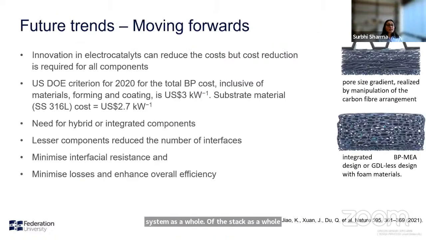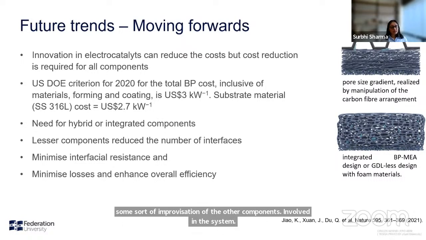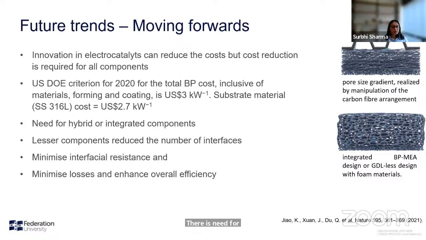Moving forward, there's definitely a need for a lot of innovation in electrocatalysts, but they cannot completely bring down the costs on their own, irrespective of how cheap we can make the electrocatalyst. Even if we go down to non-PGM, we still need to improve the other components involved in the system. There is a need for looking at integrated or hybrid components so that there are fewer interfaces. If there are fewer interfaces and fewer components, the additive losses will automatically be reduced, and therefore the overall efficiency of the system can be improved.